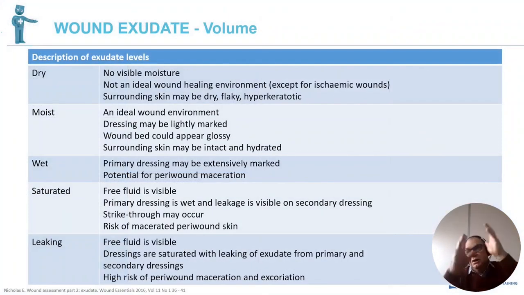One of the conundrums that we always have is, how am I going to document exudate? Am I going to weigh the dressing? Am I going to try to pick it up with a syringe and calculate it? Quite impossible. So many publications have gone through trying to explain this, and one agreed methodology of doing it is the description of the exudate levels from dry to leaking.